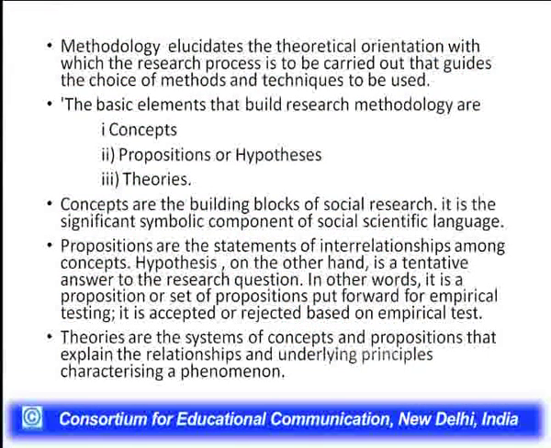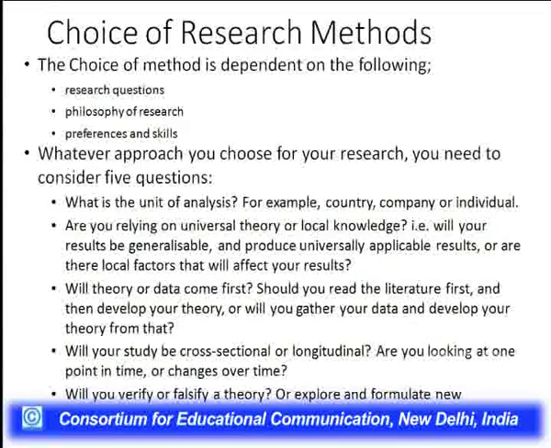Theories are systems of concepts and propositions that explain the relationship and underlying principles characterizing a phenomena. So every discipline has a kind of theoretical background which would actually help us to explore the research in a particular direction. So then we come to the choice of research method. The choice of the research method depends on research question, philosophy of research, preference and skill.